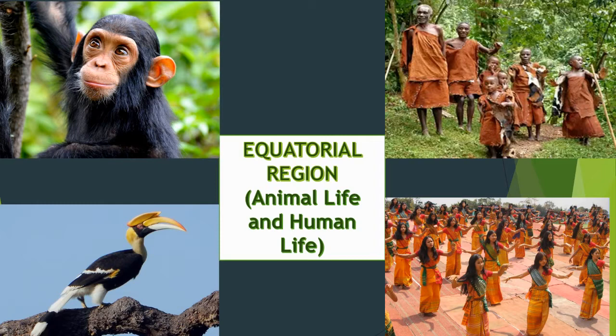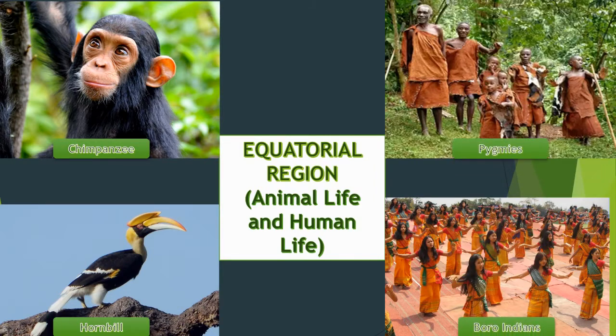Some examples of animals and birds found in that region are the chimpanzee, gorilla, hornbills, etc. Poisonous insects such as the tsetse fly are also found. There are a few human settlements found in that region as well. The human life is dependent on nature.